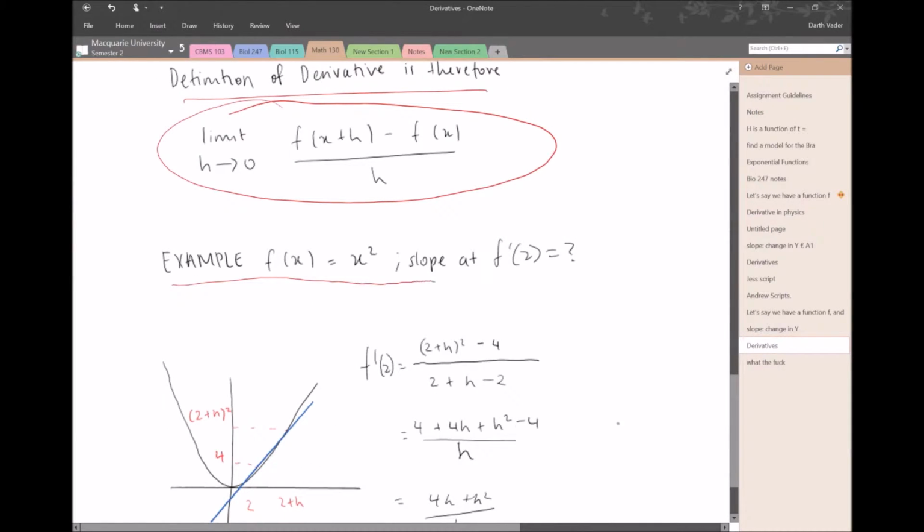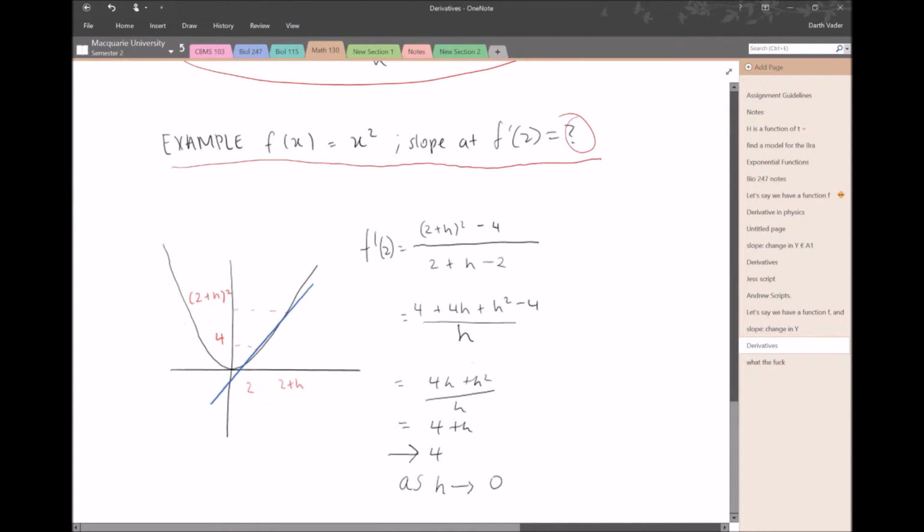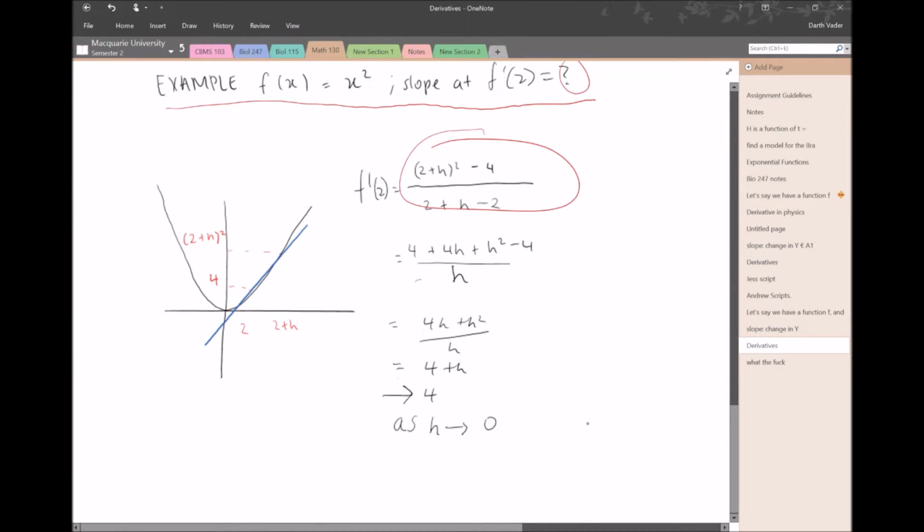For example, if the function f of x is equal to x squared, what is the derivative at x equals 2? Using the definition of derivative, we get this. Now we can solve this equation. And thus, as h tends to 0, the derivative of the function f at 2 is equal to 4.